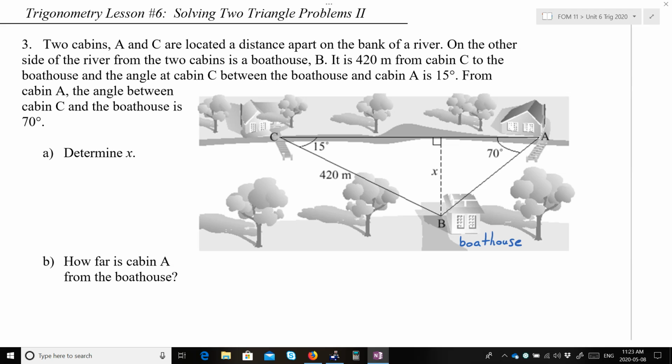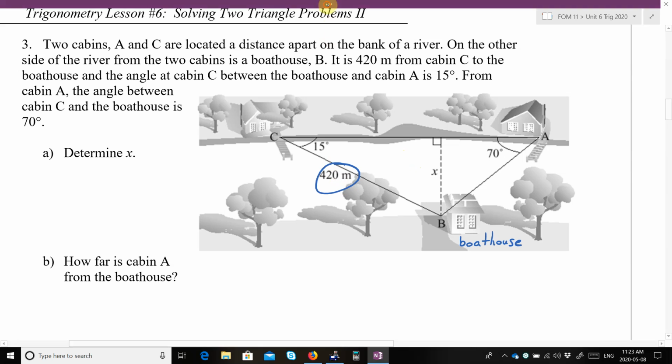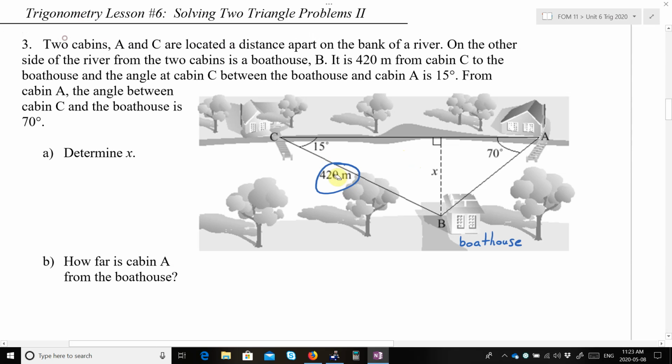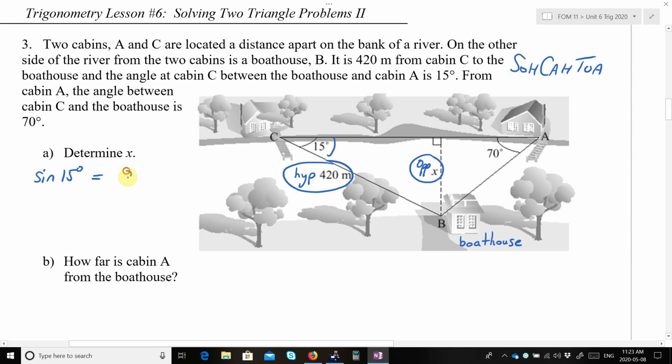Determine X, first of all. Okay, so we're going to have to use this triangle on the left because we know that side and an angle in there, 15, to be able to get X. Okay, so based on the 15-degree angle, label the triangle. This would be the opposite side. Across from the 90 is the hypotenuse. Okay, so we want the opposite and we have the hypotenuse, so that is going to be sine. Opposite and hypotenuse. So I would go sine of 15 degrees is equal to X divided by 420.